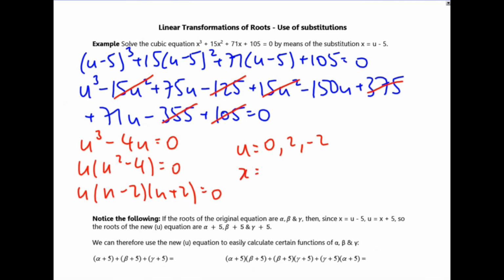We know that x is u minus 5, so taking 5 off all of these will be minus 5, minus 3, and minus 7. You can check those. The point is that you can use substitutions to solve some polynomials.